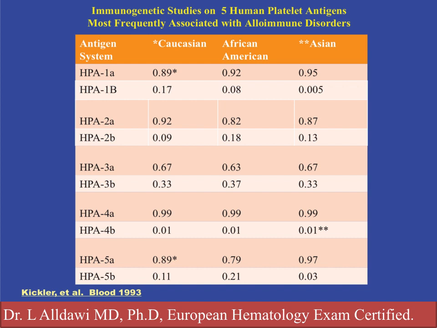As you can see, in the white Caucasian population, human platelet antigen 1A is the most immunogenic, while in African American and Asian populations, it is human platelet antigen 4A. It's interesting to note that even though human platelet antigen 1A and 1B are quite similar, the only difference is one amino acid, leucine for 1A and proline for 1B, but the difference in immunogenic ability is quite remarkable.